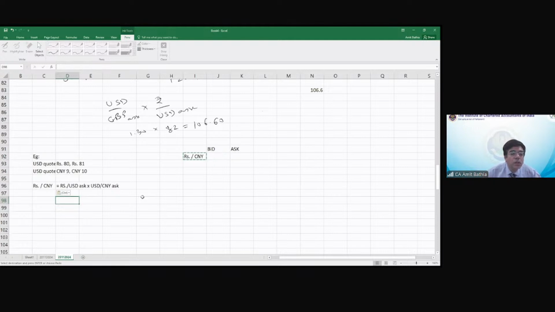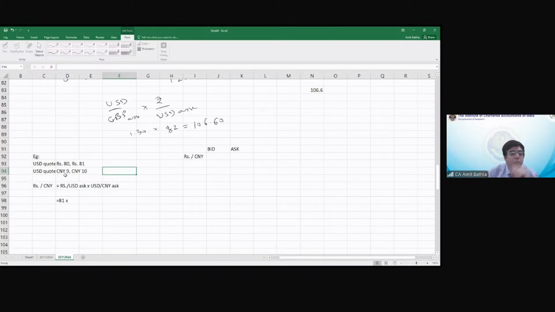So I have one rate available, rupees upon USD, which is 80 or 81. I am first of all calculating ask, so 81. Multiplied by USD upon CNY. Do I have USD upon CNY ask? What I have is the quotation available to me, CNY to USD. So I need the ask price of the reverse. That is, I need to do this into an inverse quotation. So how do I do it? 1 divided by 9, 1 divided by 10. 1 upon 9 and 1 upon 10.